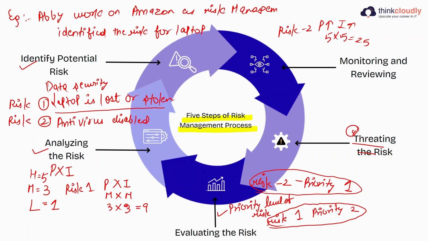Now, the next is treating the risk. This is step number 4. In this step, we are giving recommendations to the company. And how we give recommendations, guys, is depending on the 4 fundas that we use, that is risk mitigation strategy. Now, for risk number 1, that is laptop getting lost or stolen, the recommendation I could give is that do not allow employees to take laptops home.